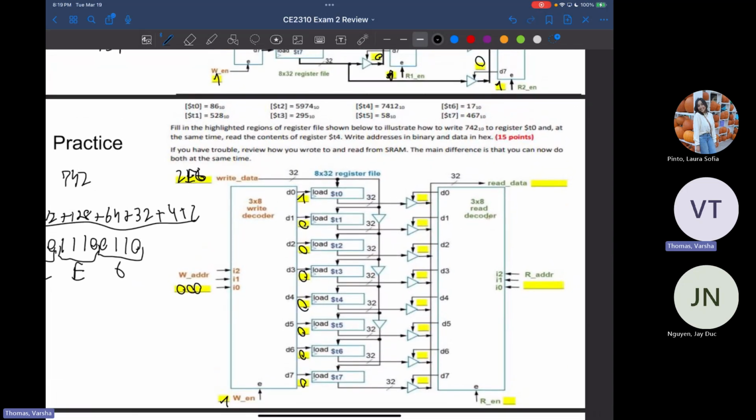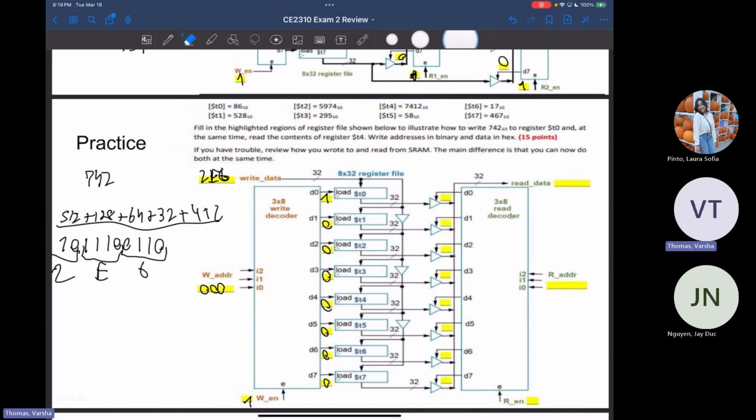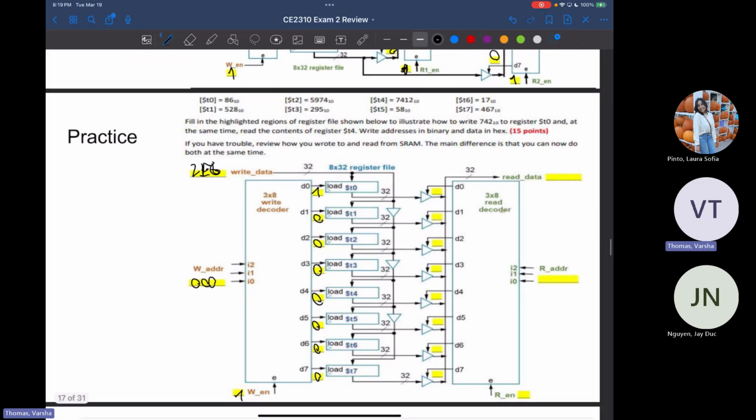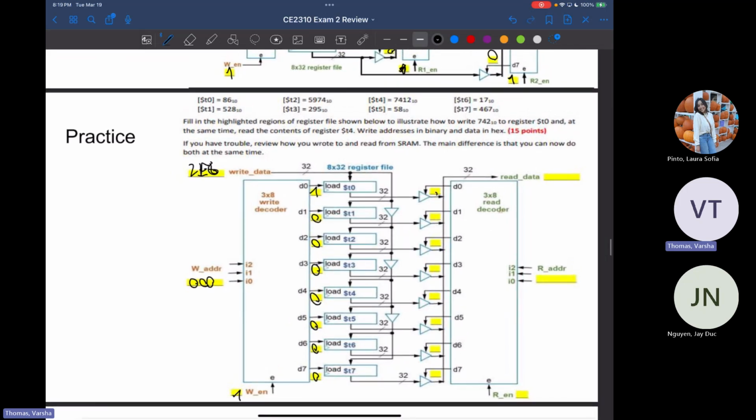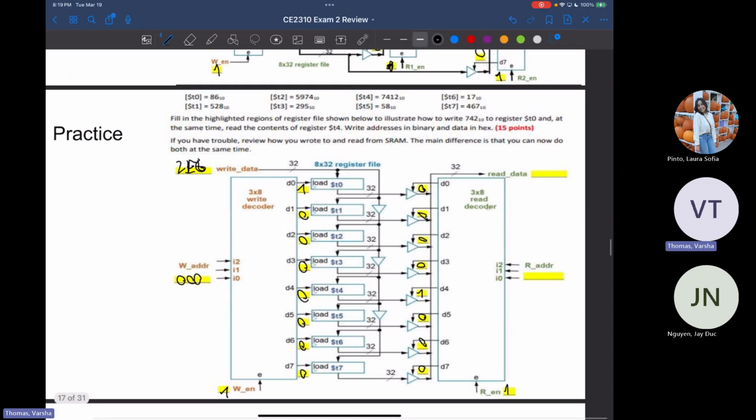We're reading contents of T4 into the report 1. So let's start with the nice and easy stuff first. Since we're writing at T4, we're gonna have zeros all around except for T4. Our read enable is gonna be 1, and our read address is T4. T4 is just 100, because that's 4 in binary.